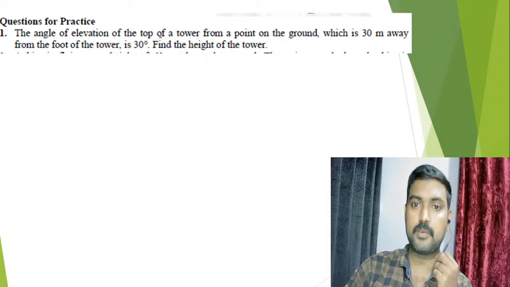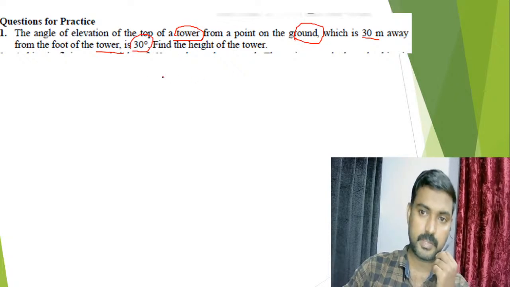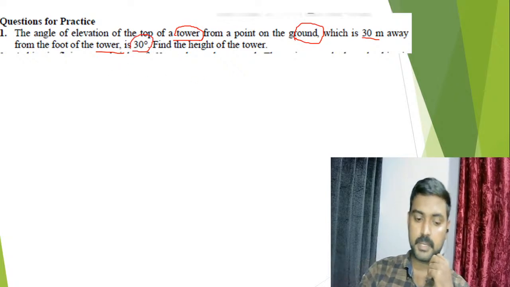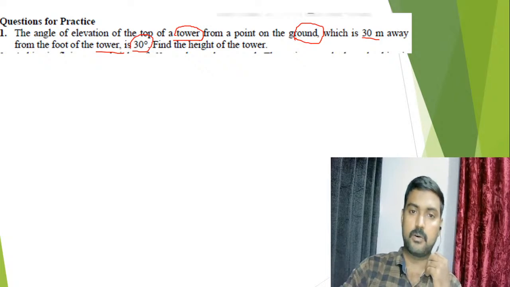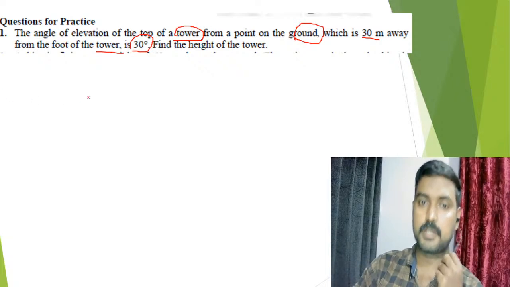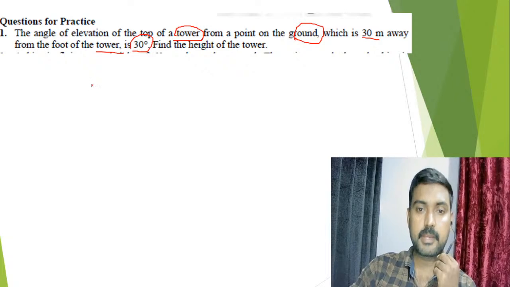The angle of elevation of the top of a tower from a point on the ground which is 30 meter away from the foot of the tower is 30 degree. Find the height of the tower. So when I am explaining this question, you can take a screenshot or you can write in a notebook and you can make a lecture note. Later you can complete it yourself.